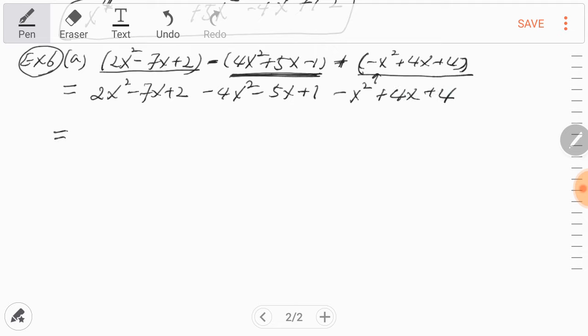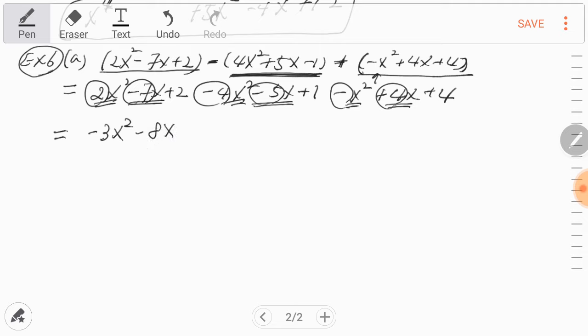So that is equal to, now combine the like terms. So let's combine the x squared term first. So 2 minus 4 is negative 2. Negative 2 minus 1 is negative 3x squared. Okay, how about the x term? Here is negative 7x, minus 5x. So negative 7 minus 5 is negative 12x. Here is another one. So negative 12 plus 4 is negative 8x.